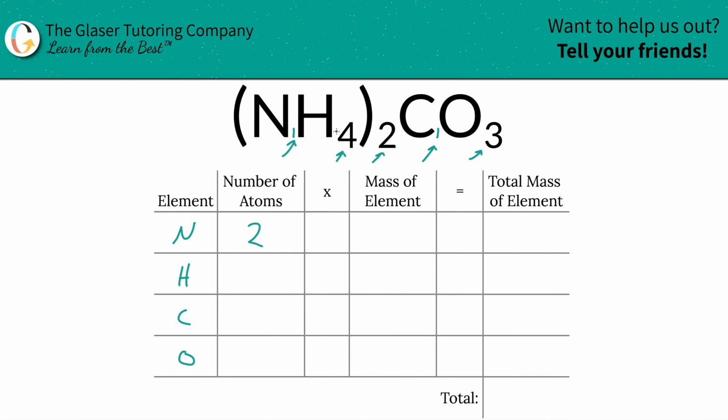Okay, so you got 2 nitrogens. Same thing for hydrogen. Hydrogen has a subscript of 4, but it also has an outer subscript of 2, so you multiply them together, so there's a total of 8 hydrogens. Carbon has a subscript of 1, so that's all, and oxygen is 3. Then we're simply going to take those number of atoms and multiply by the mass of each element.